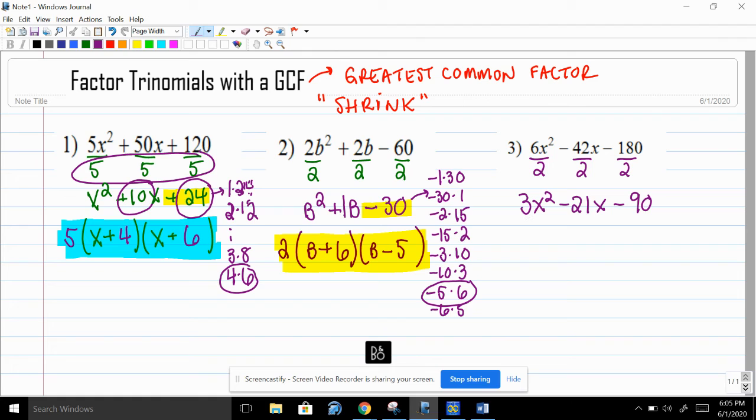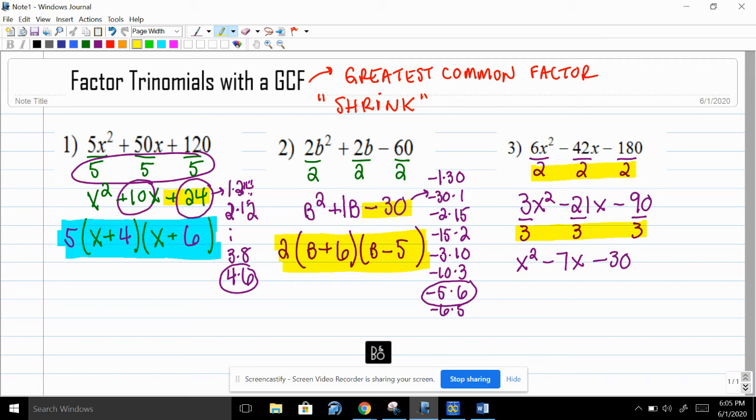What you should notice here is now I have a 3, a 21, and a 90. Those 3 numbers are divisible by 3, so I can shrink it again. Now I've got a leading coefficient of 1. Now if I go back, I divided by 2 first, then I divided by 3. I split this into 2 steps.